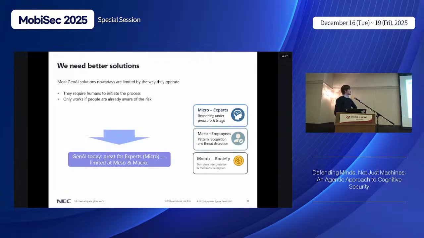So as I said, most Gen AI solutions nowadays are limited by the way they operate. They require humans to initiate the process, and they only work if people are already aware of the risks. So Gen AI today is great for experts at the micro level that I mentioned before, but it's limited at the meso and macro level.